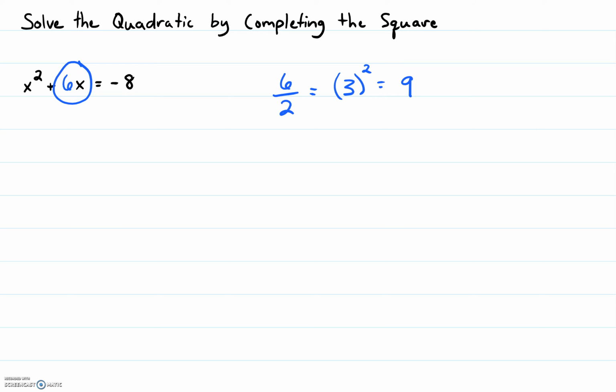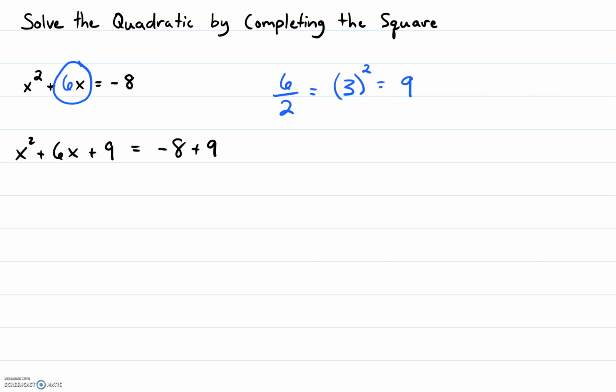So let's rewrite everything. We're going to put x squared plus 6x, and we're going to go ahead and add 9 to the left-hand side of the equation. But we also want to add 9 to the right-hand side of the equation so that everything remains balanced. Whatever you do to one side, you have to do to the other side. And again, that 9 came from looking at the 6, dividing by 2, and then squaring that division.